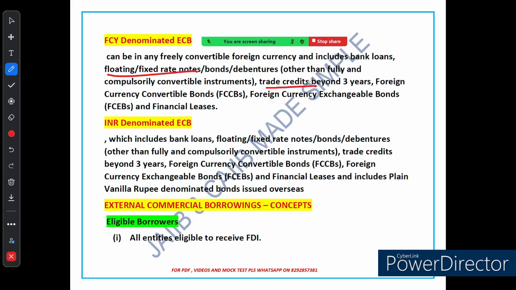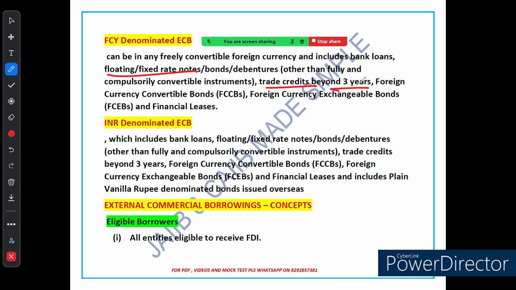What is the trade credit? It is when you take longer than 3 years to pay for import. Already we have discussed trade credit in the previous lecture, about import, the supplier credit and the buyer credit. If you take the loan and take longer than 3 years to pay for the import, then this is included, right? Remember, beyond 3 years it is saying.